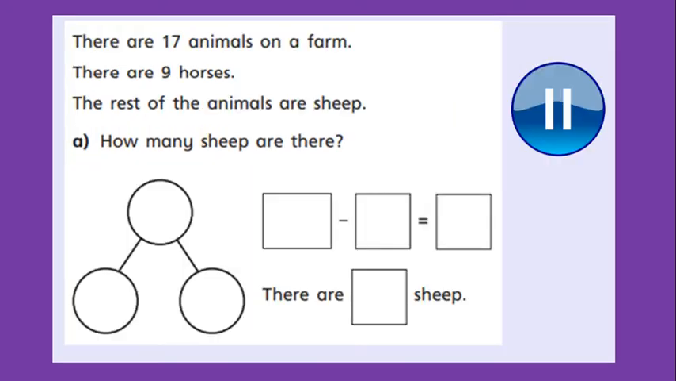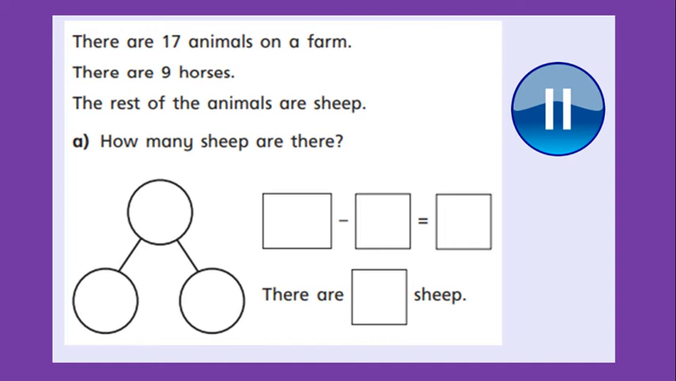Okay, this one I liked doing. So using the whole part model or the whole model, which we haven't done for a while. So it says there are 17 animals on a farm. So that's the whole number, 17. It's all of them. There are 9 horses. So part of that number is 9. There are 9 horses as part of the animals on the farm. The rest of the animals are sheep. How many sheep are there?